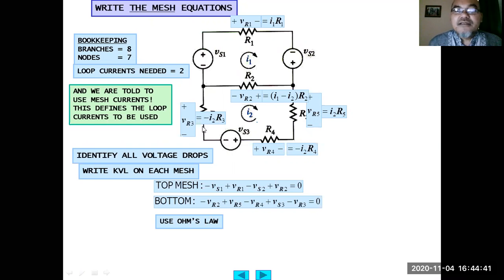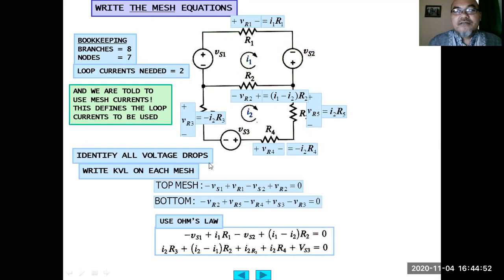Then similarly with VR3, current flows from the negative part, so we assign VR3 equals negative I2 R3. So when we replace this, this one becomes minus Vs1 plus I1 R1 negative Vs2 from here, plus VR2, which is I1 negative I2 times R2, equal to 0.